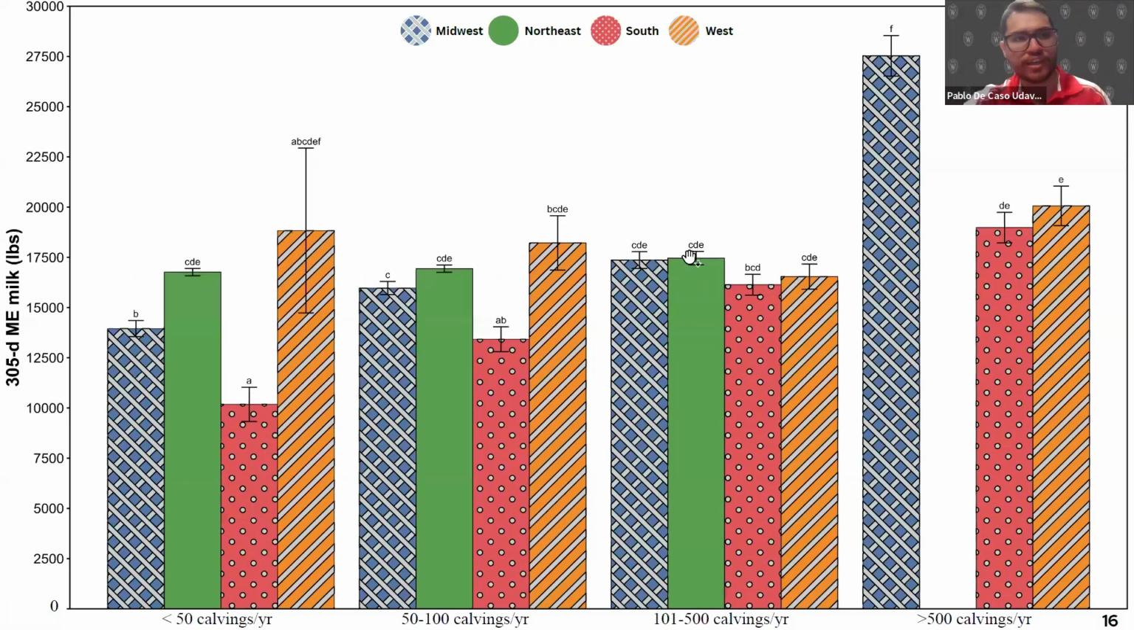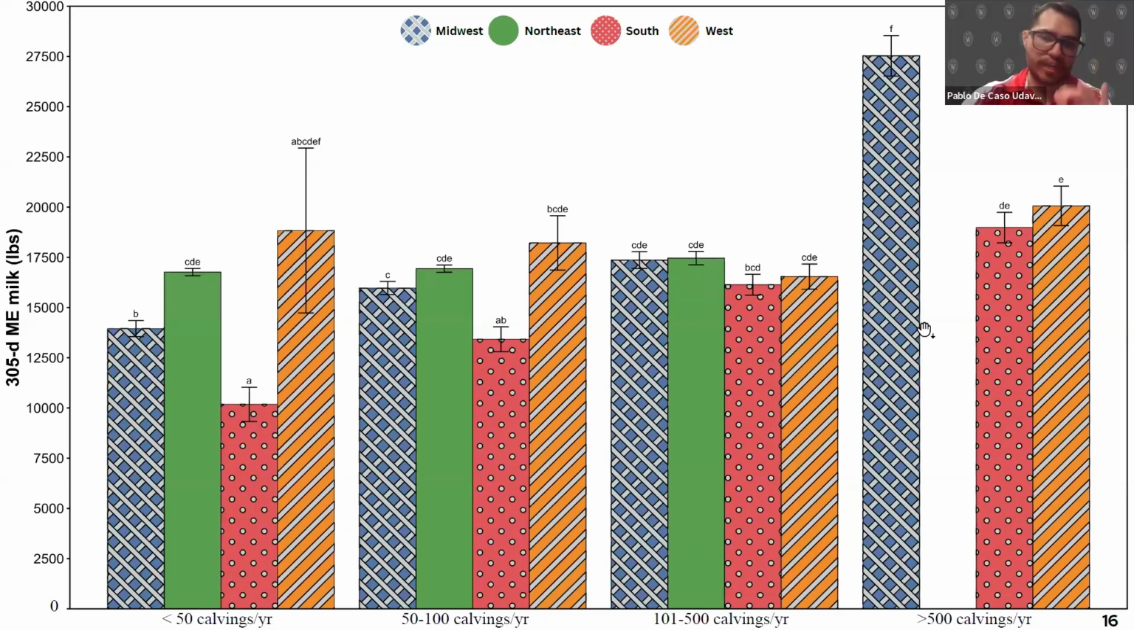So first, the y-axis, which is the one that has the 305 mature equivalent milk in pounds, is the predicted average per region and number of calvings, which is the x-axis. So we have four different categories. We have herds that average less than 50 calvings per year. We have herds that had between 50 and 100 calvings per year. And then we have herds that have between 101 and 500 calvings per year. And then we have herds that have more than 500 calvings per year.